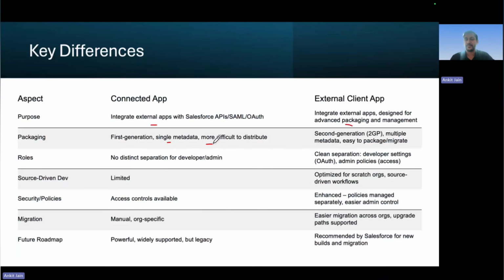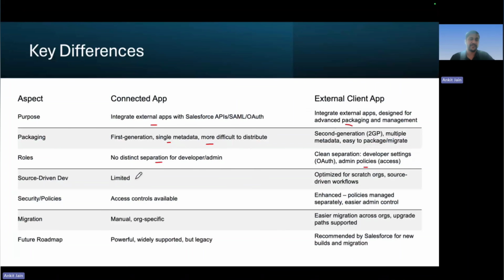External client app is something very good if you are using 2GP packaging, if you want to have different metadata files for the configurations, for the credentials and for the policies. The external client app is very useful because using this, you can easily package as well as migrate. Here, you can make a distinction between the developer and the admin. You can specify the developer settings as well as the admin policies. That is allowed in the external client app, but that was not possible in the connected app.